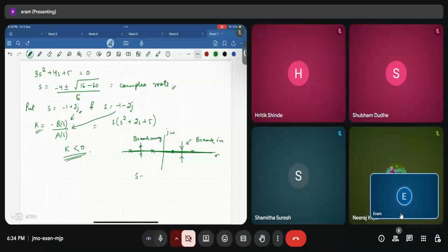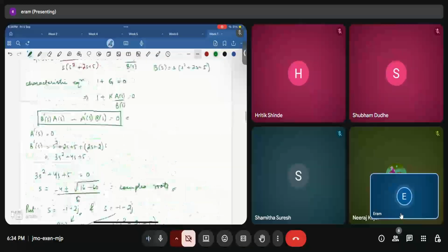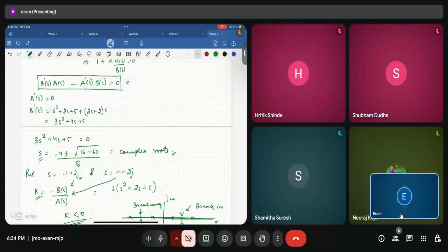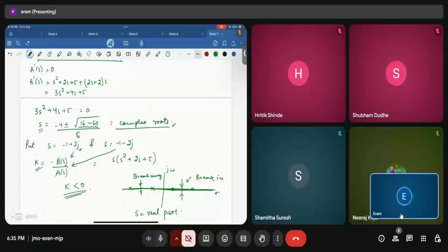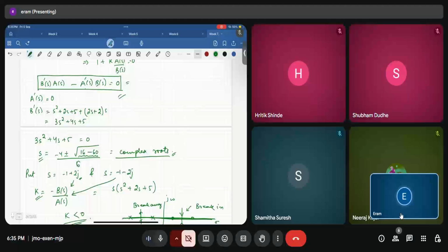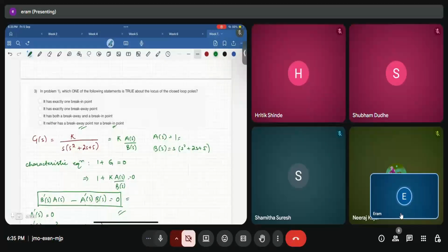So our s will have only a real part, but when we are calculating it, what s are we getting? We are getting some complex number because this term is negative, right? Since s is not real and the break-in and breakaway point occurs only on the real axis, we can say that we don't have any break-in or breakaway point. So the moment you get complex roots by solving this equation, you can conclude that we don't have any break-in or breakaway point. Is it clear?